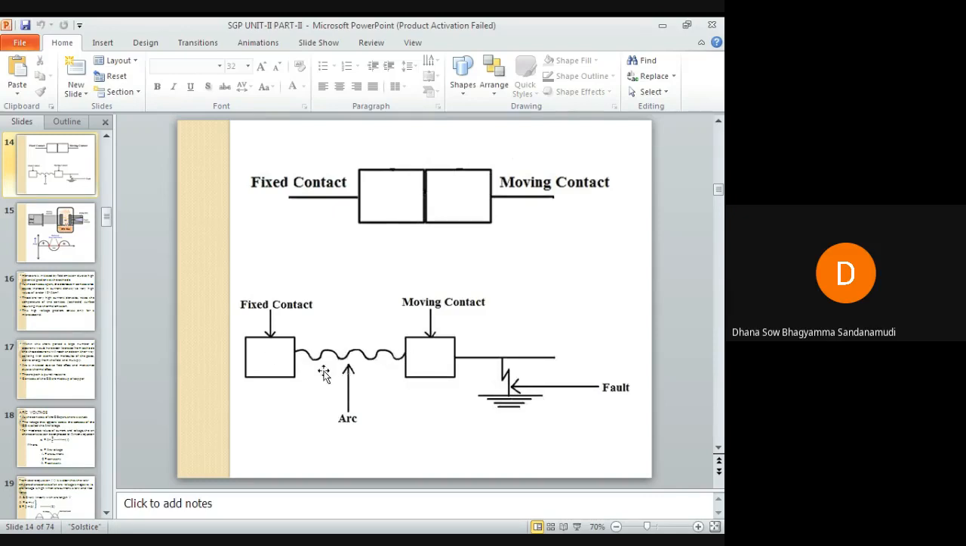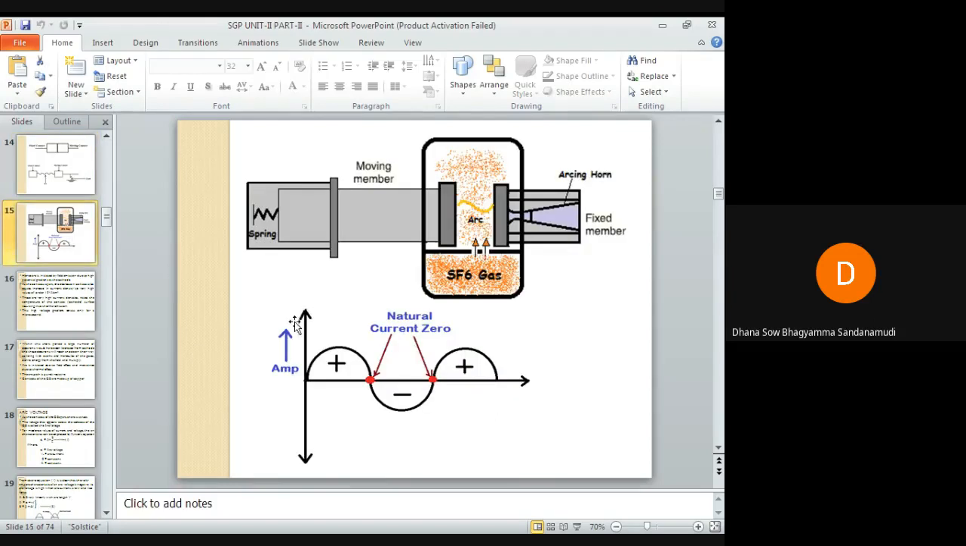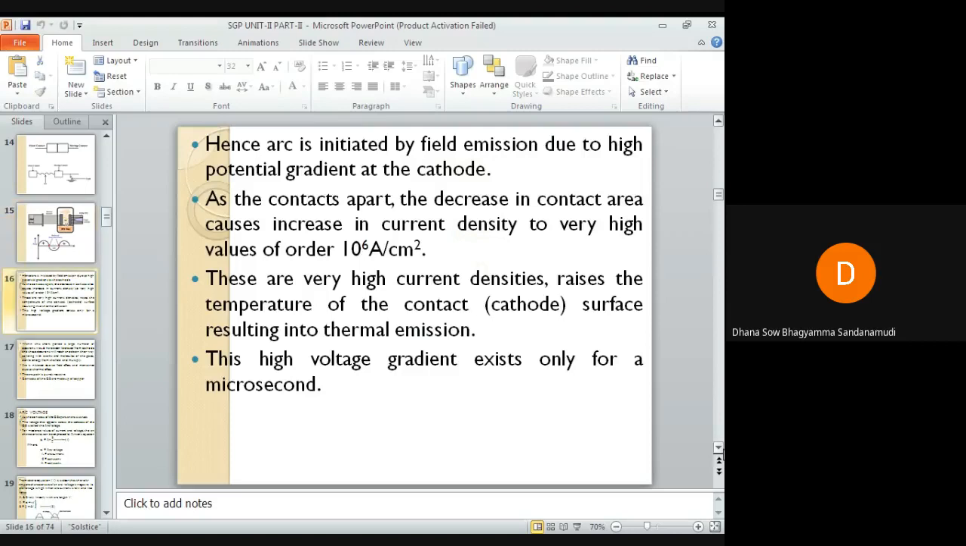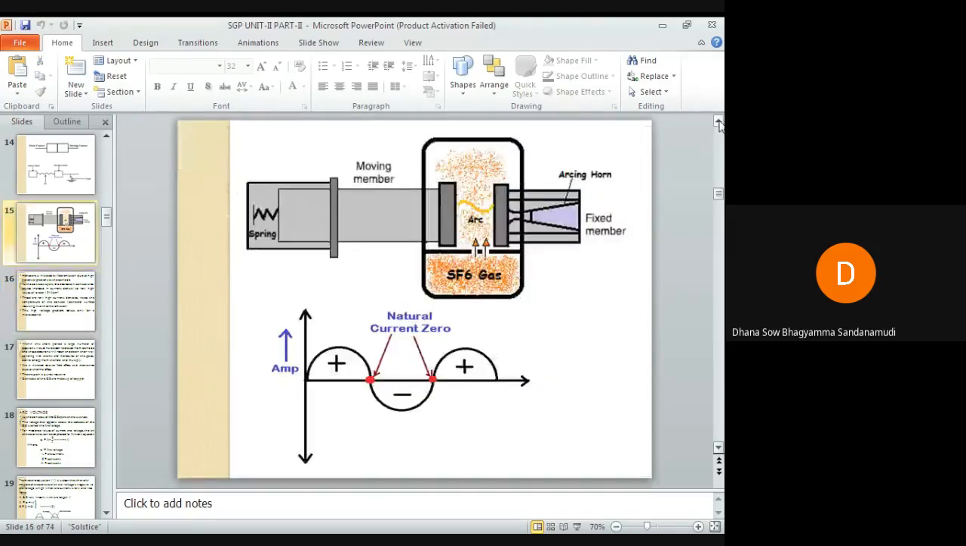This arc path is purely resistive in nature, and generally the circuit breaker contacts will be made of copper. If you are able to follow or not, I don't know. If you are unable to follow, you can ask me. It's a very simple concept.